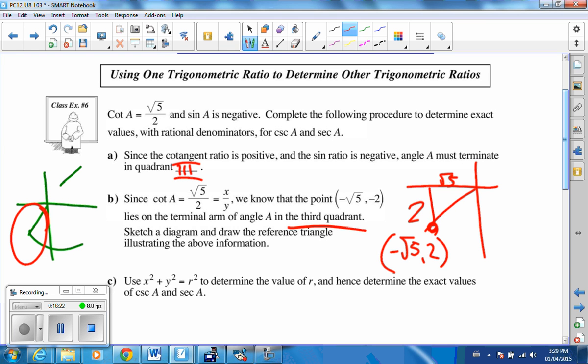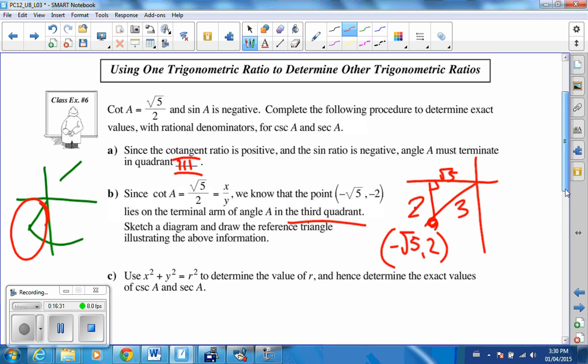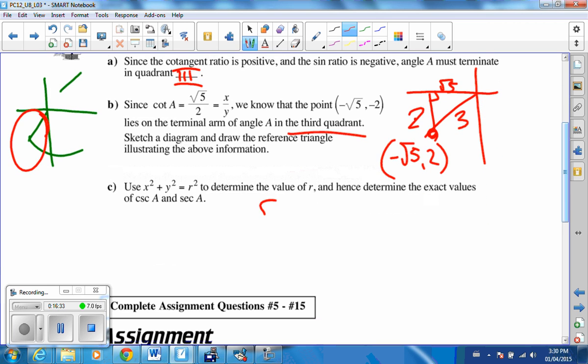Now I have enough information to find my r. Root 5 squared is 5. 2 squared is 4. 5 plus 4 is 9. Square root of 9 is 3. So my r is 3. Now if I want the cosecant of A, cosecant of A is 1 over sine. So it's r over y. My r is 3, and my y is negative 2.